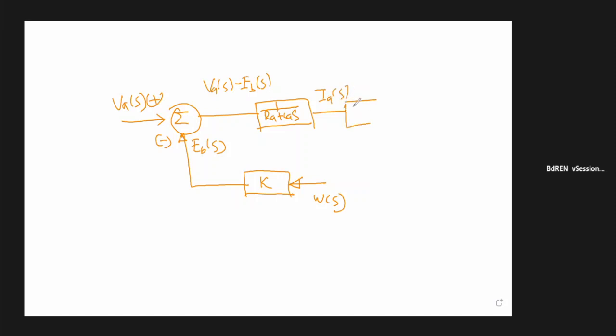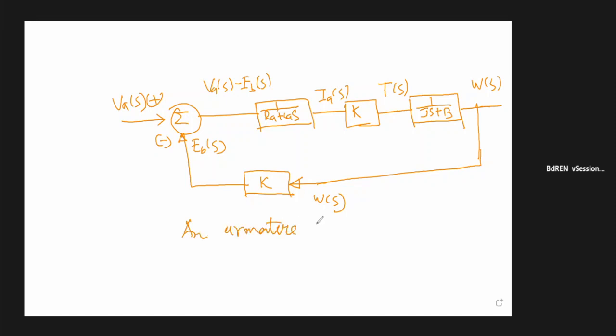Then you multiply your current Ia(s) with a torque constant. This is your torque T(s). Then you apply this torque to a motor load. That load is again Js plus B. Then your output will be equal to omega(s). Take this output as a feedback in this way. So this is an armature controlled separately excited DC motor.